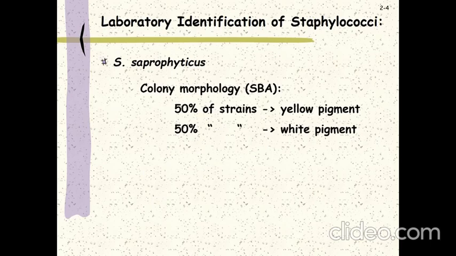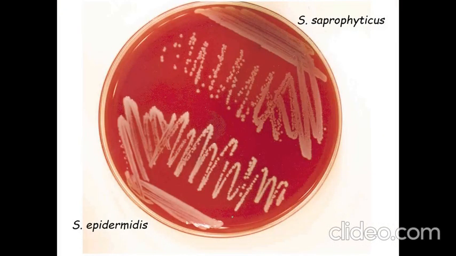Next on the list is Staphylococcus saprophyticus. Now, colony morphology on this plate can vary back and forth. So 50% of strains, you'll get a somewhat yellowish pigment to them, similar to what you would see with Staphylococcus aureus. So again, that's why this yellow pigment does not help in identification. But 50% of the time, it can be a white pigment. So again, it does not help in the identification. Back to the old standard plate of Staphylococcus saprophyticus and epidermidis, saprophyticus being the one up top. And you can see this is more of a white color.